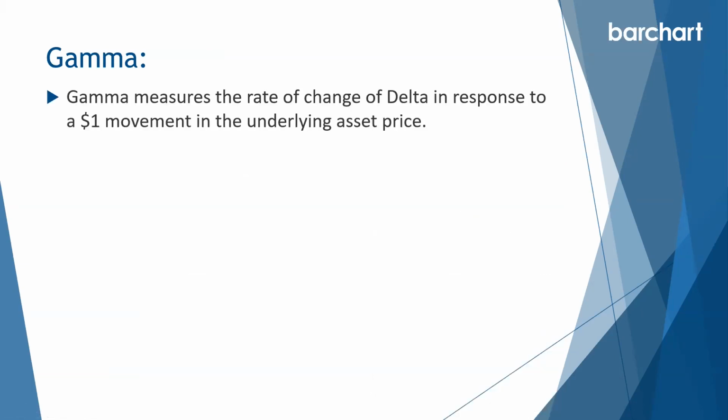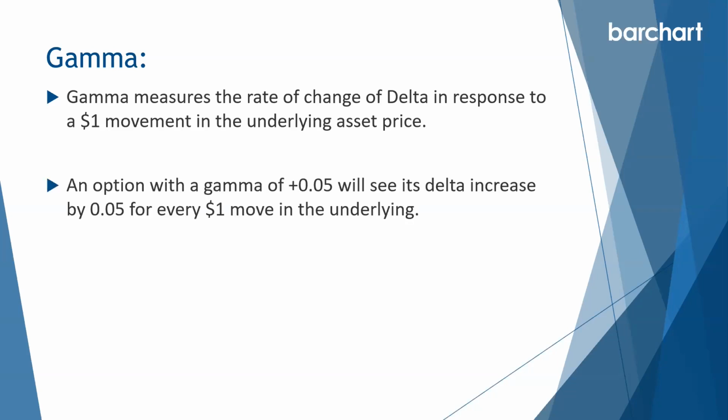So let's move on to Gamma. Gamma measures the rate of change of delta in response to a $1 movement in the underlying asset price. An option with a gamma of plus 0.05 will see its delta increase by 0.05 for every $1 move in the underlying. So our delta never stays the same, it's constantly moving, and that's measured by gamma.